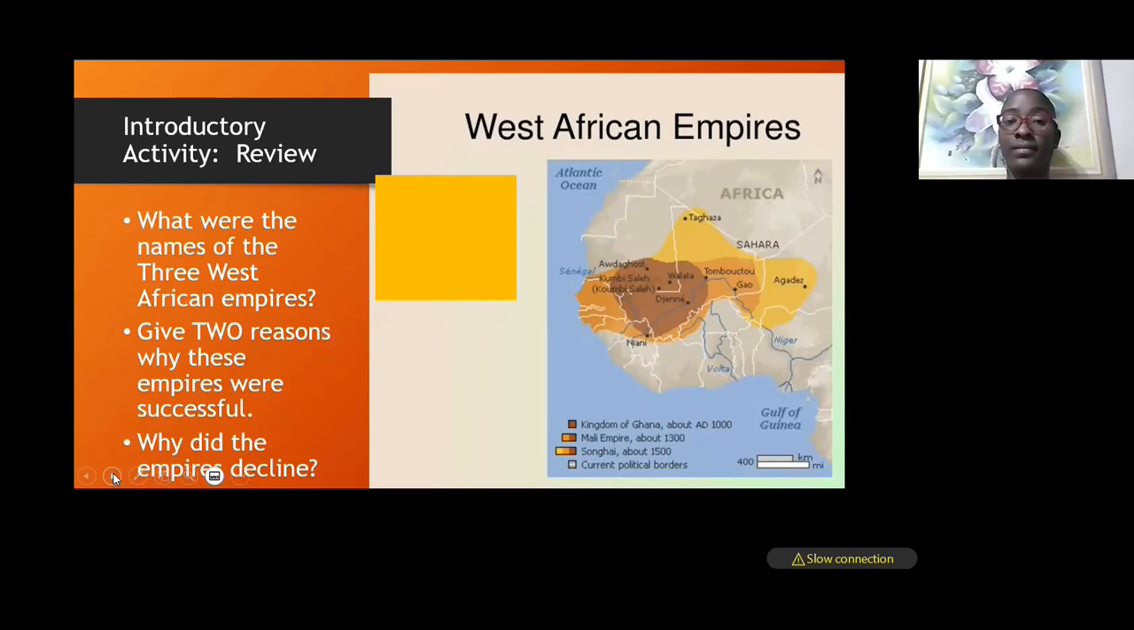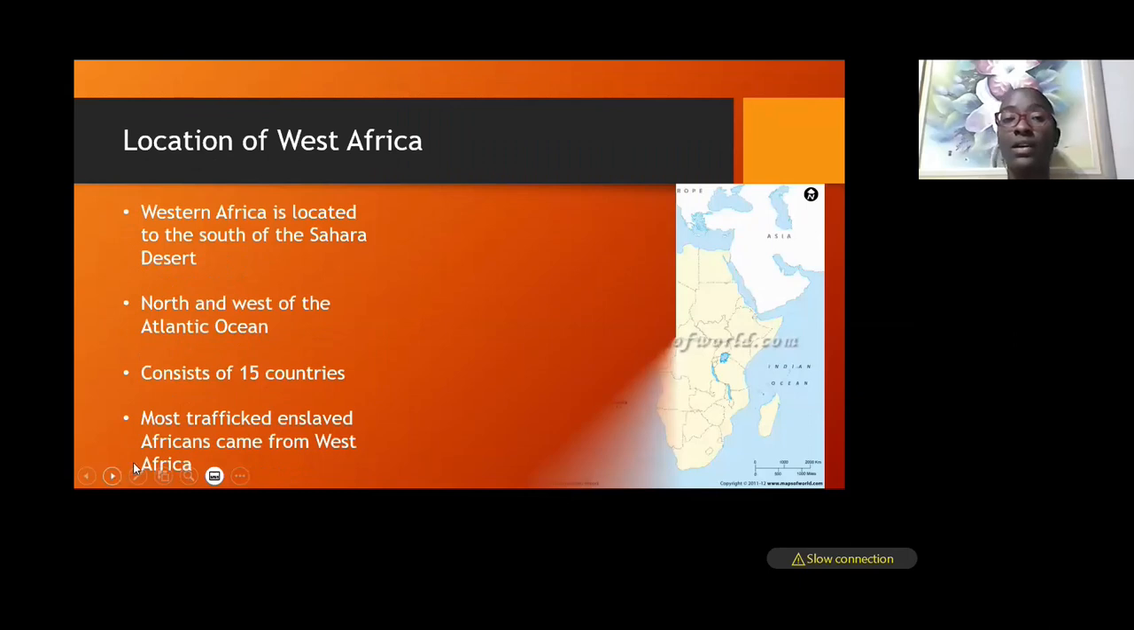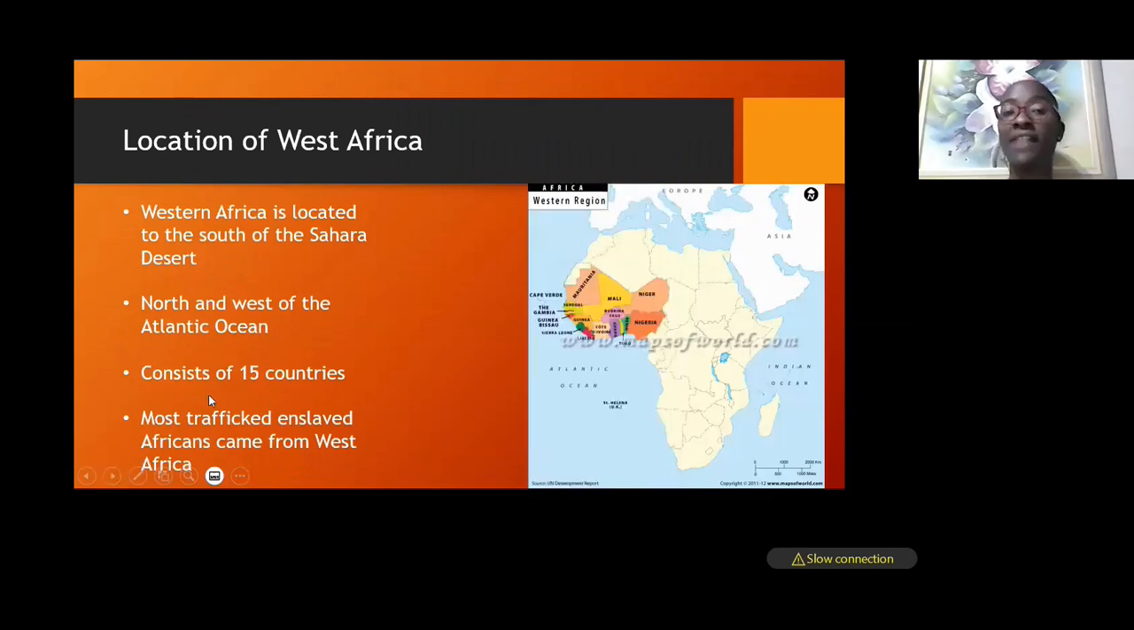Okay, the location of West Africa. Western Africa is located in the south of the Sahara. So this area is West Africa, right? This area to the top here would be the Sahara Desert.